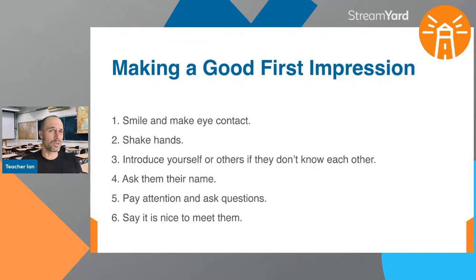Introduce yourself. If you don't know their name, say your name. Hi, I'm Ian, and say I'm with somebody. Maybe I'm with my wife, and I want to introduce her to other people. That it's polite for me to introduce her by name. Ask the person their name. Pay attention, right? If you ask them their name, listen when they say their name, and then repeat it, right? Oh, your name's Anna. Okay. How do you spell that? And that will help you to remember their name. Pay attention and ask them questions, and always say it is nice to meet them the first time.